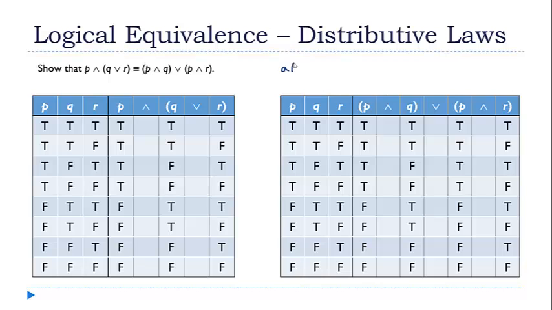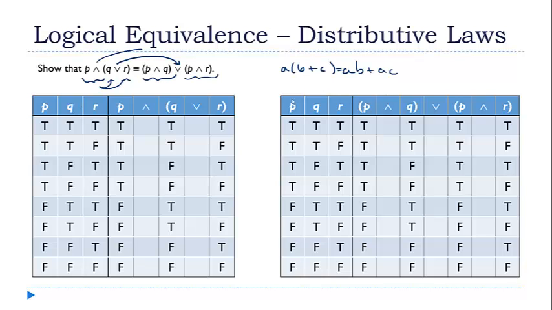Remember from algebra, the distributive property is the one that says you can take something outside the parentheses and distribute it to everything inside. And that's what I've done here. I took this P and I distributed it to the Q to get this, and I distributed it to the R to get this, and the or here in the middle just stayed the same.